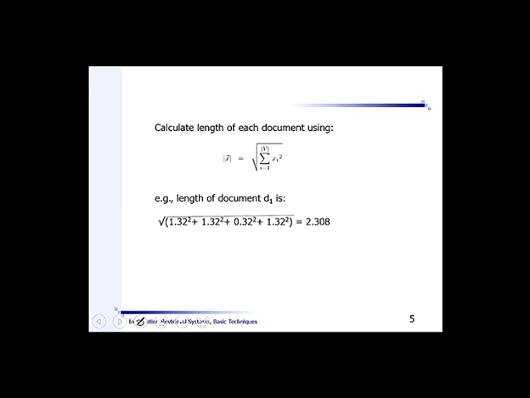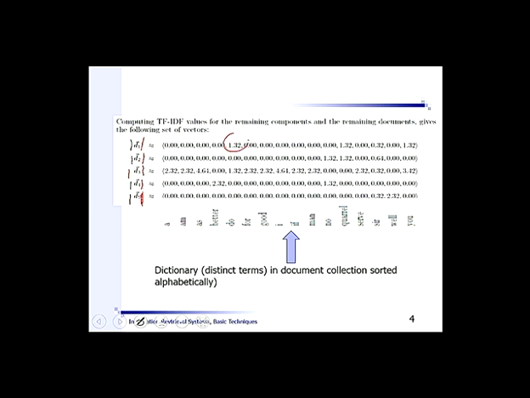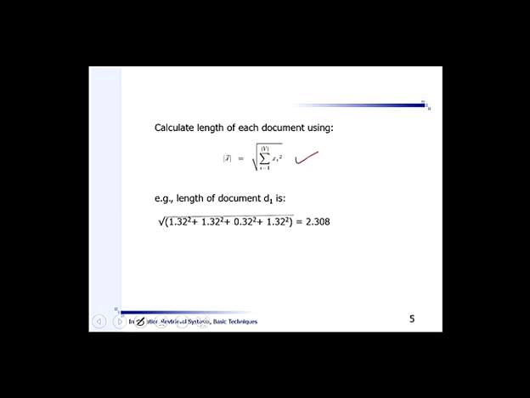So let's talk about document D1. We'll apply the same formula, take the sum of squares of all the components and take the square root. Here we have four terms in this document: 1.32, 1.32, 0.32 and 1.32. So take the square of each one of them, add them together and take the square root, and you will get the mod of this document. This is the length of the document, or we call it D1 mod.